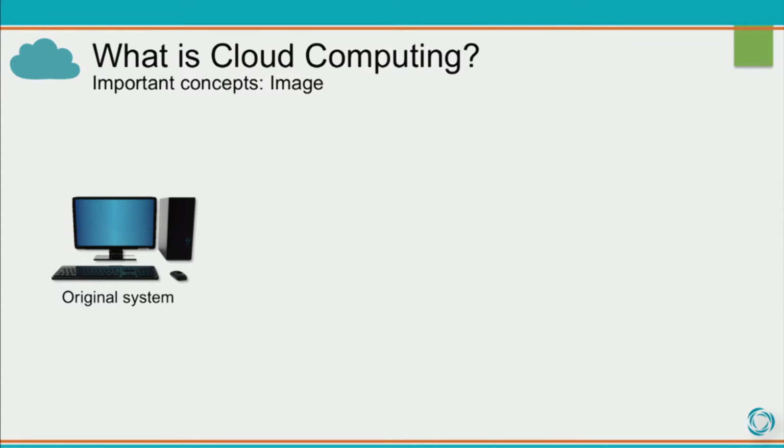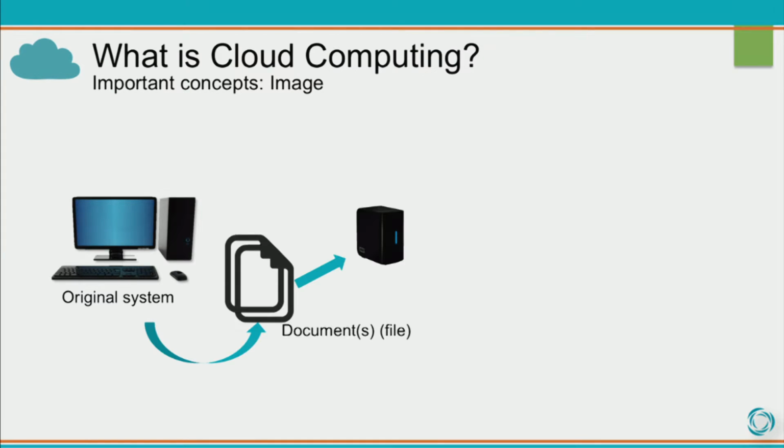The first term is image. What does it mean when I say I have an image? Well, we've all been, I think, through the situation where we have a computer and we buy a new one, and then we want to take everything that's on the old computer and put it onto the new computer. So from your original system, most likely you have some documents, some images, photos, movies, whatever, and you can put those onto a backup hard drive. But there is another type of file that you could create, and this file is called an image file.